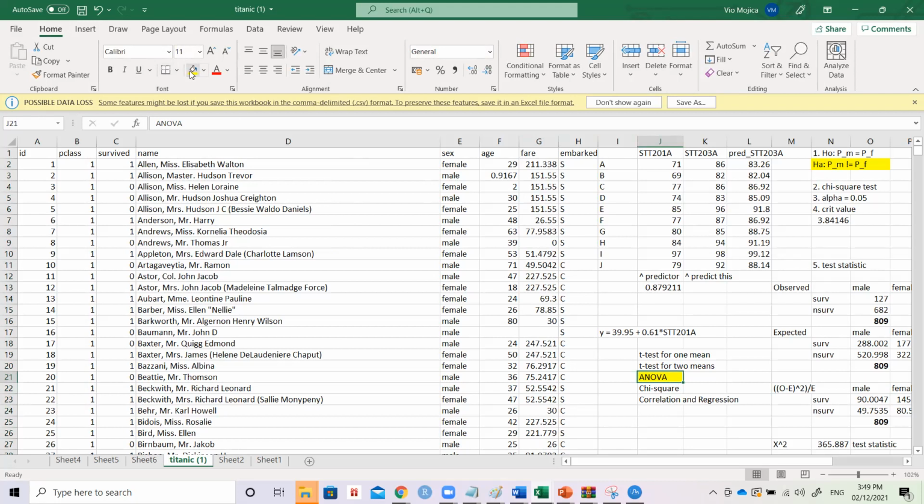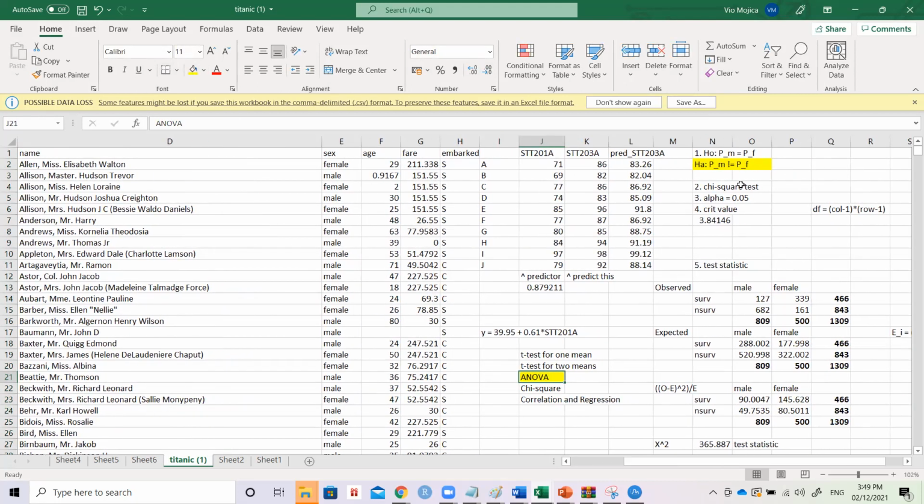And for the ANOVA, we can do it in Excel, right? Yes, everything you can do in Excel. We have Data Analysis, so we don't need to do it manually. Yes, ANOVA. Only chi-square in Excel will involve manual calculations like this.